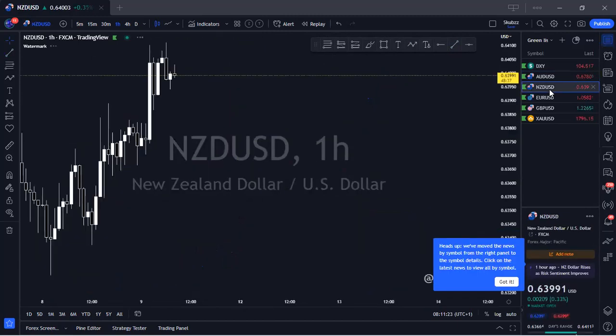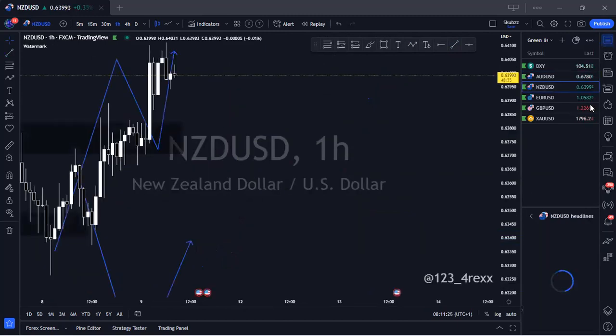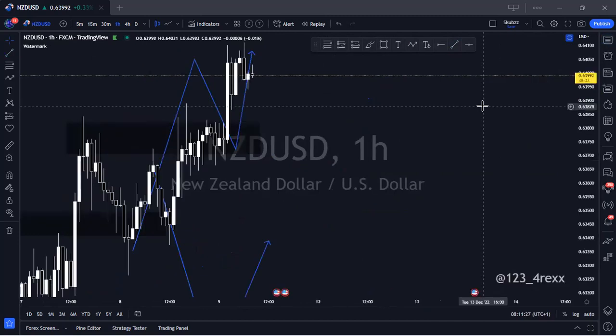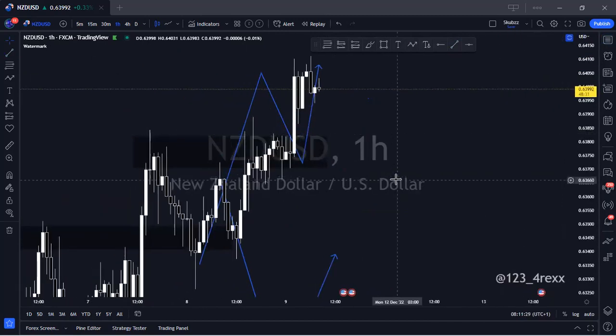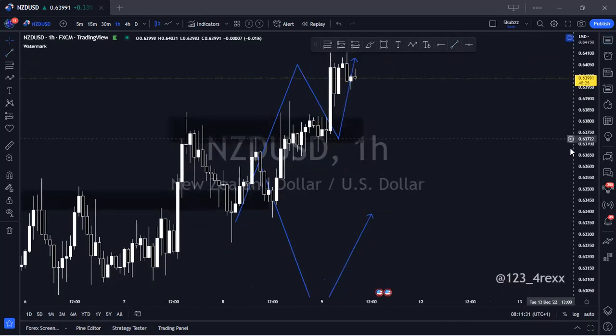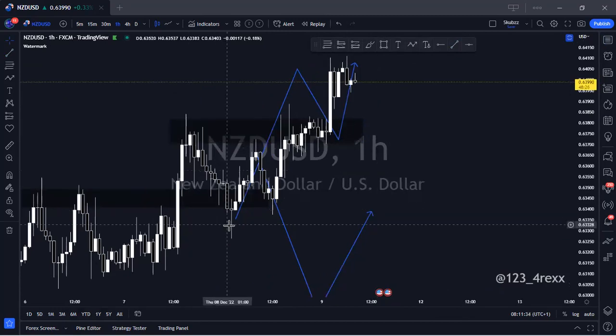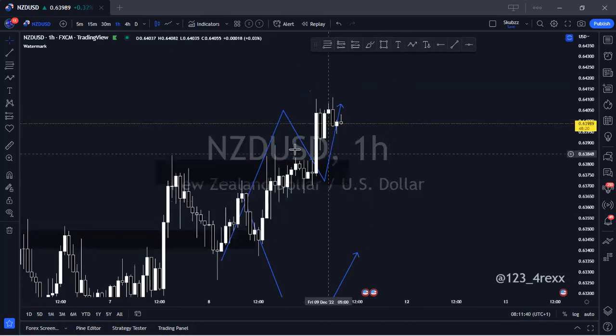How about NZD USD? NZD USD too is the same thing. So we broke structure yesterday. We came back inside. We tapped, and then we formed like a double bottom, and then we continued up. So now, let me clear all of this. This is what we basically did.